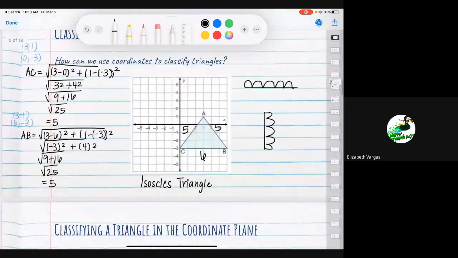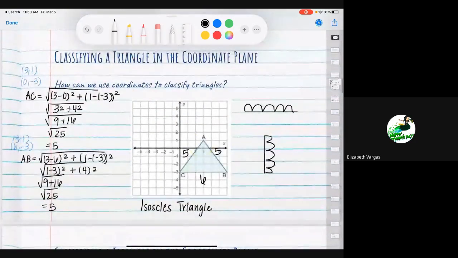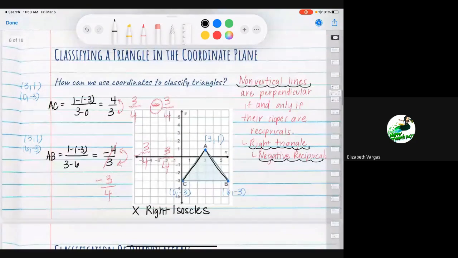So by using the distance formula, we determined that this triangle is an isosceles triangle. And then by using the slope formula, we were able to determine whether or not that isosceles triangle was also a right isosceles. Okay, any questions?